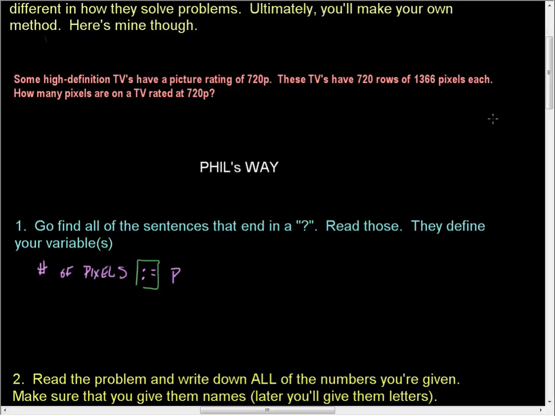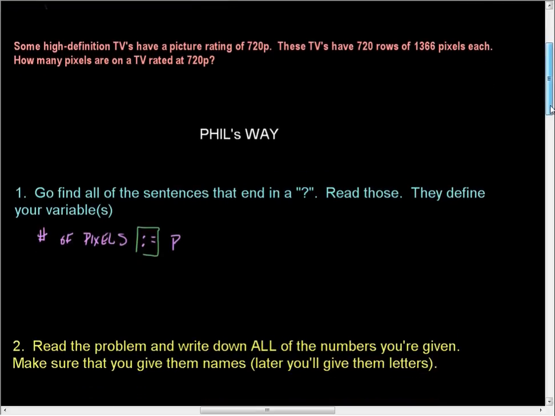All right, now number two. Now read the problem and write down all of the numbers you are given. Make sure that you give them names. Now, as we start out with this, you want to name them. Don't worry so much about giving them variables, which are letters that mean certain things, but just get them down. And so, as I read through, some high definition TVs have a picture rating of 720p.